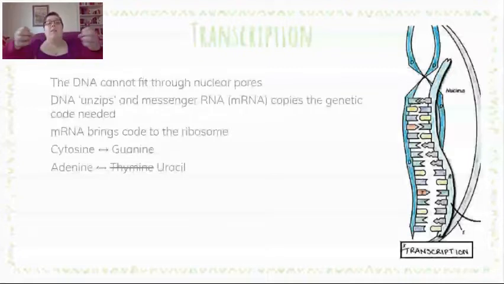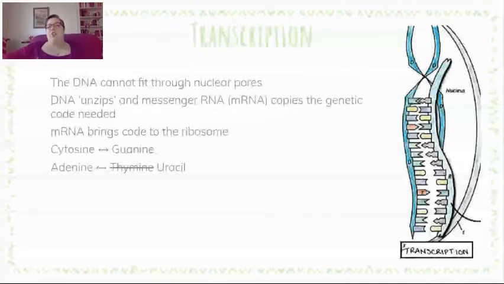So we unzip the DNA, we pull the ladder apart, and then a protein can come through and attach new bases to each of the bases on one side of the DNA. So in that way, it is making a copy. Because remember, if I've got adenine on this side, I'm always going to have thymine on this side. So by lining those two up, I can make sure that I have the exact same information all the way down.